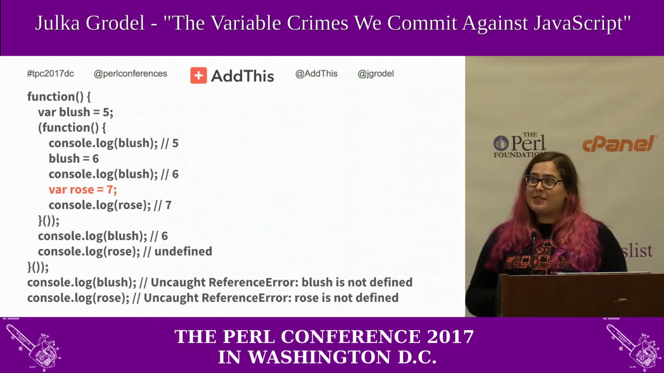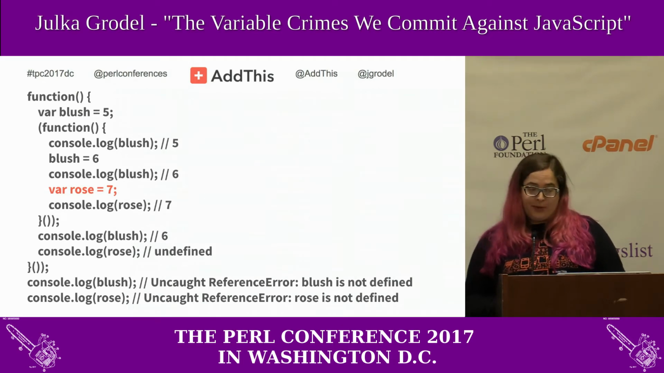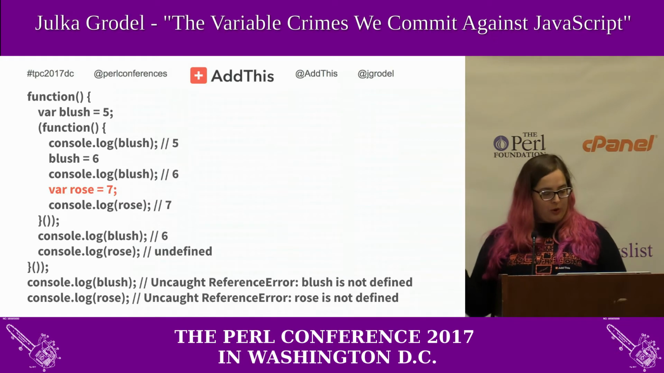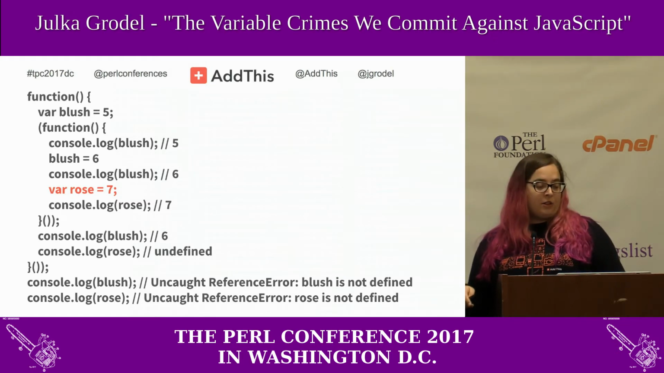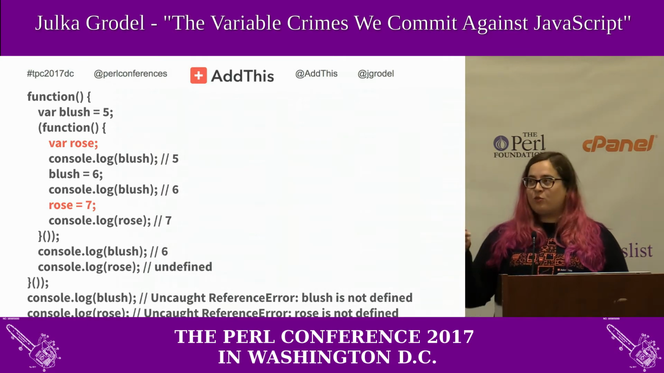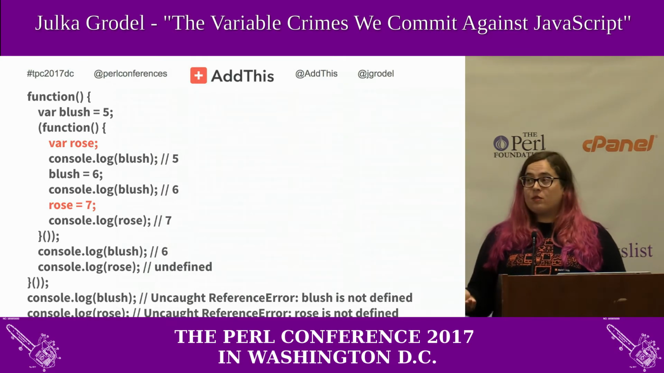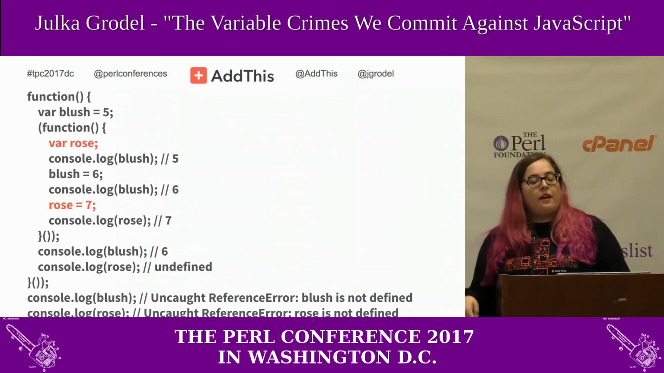And we already had some examples in here that used variable hoisting. So the one with the blush and rose had a var rose on the fourth line of its function. And what's actually happening there is right when that function executes, var rose gets defined as undefined. And then later on, rose gets set to 7.